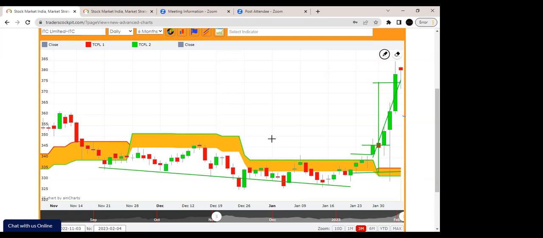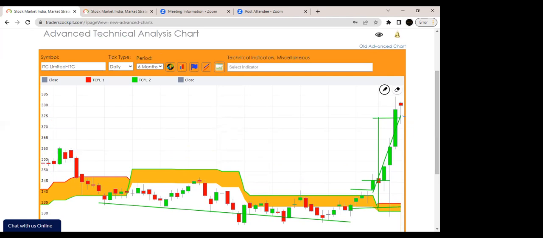This indicator has about 62 to 66% accuracy. We have backtested data also with us, showing when the breakout happened and where exactly the target has been met. Everything we have in backtested data, we can share with you guys. So now the question here is, how do we understand which stock has given a breakout level?